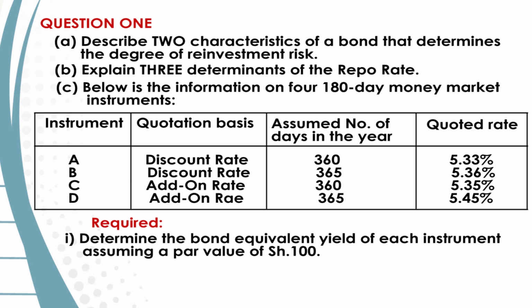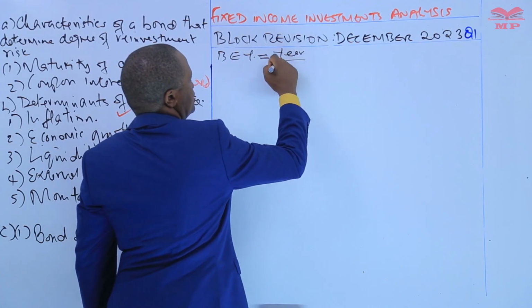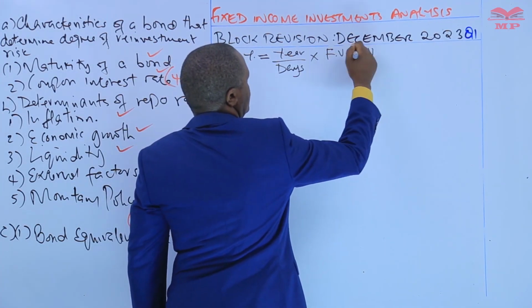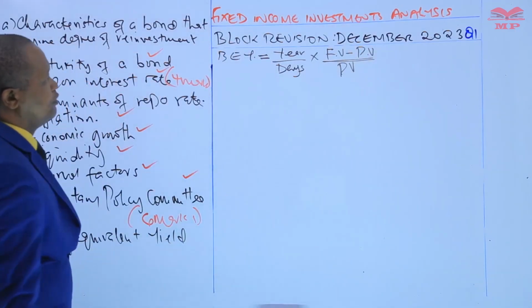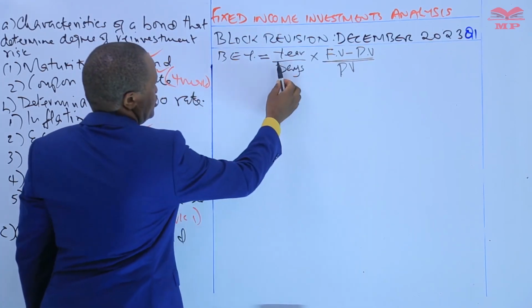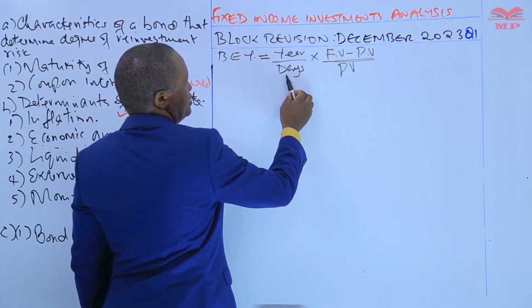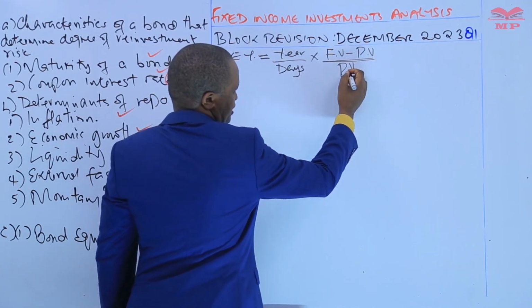So let us now move on to determine the bond equivalent yield for instrument A, instrument B, instrument C, and instrument D. First, put down the formula: bond equivalent yield is equal to year divided by days, times future value minus present value of the bond, divided by the present value of the bond. That's the formula. We know a year has 365 days, so we use 365 over days, and then multiply this by the future value of the bond minus the present value of the bond, divided by the present value of the bond.